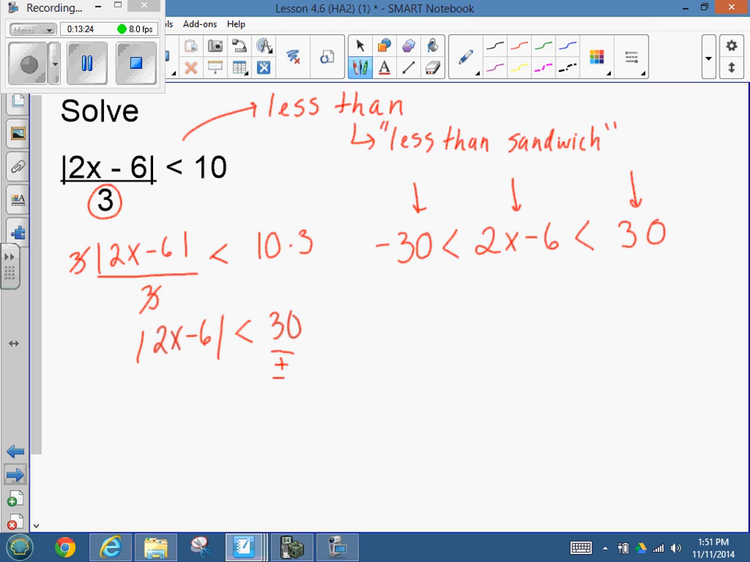You're going to proceed as if there was just one symbol here and you're trying to get x alone. Your first step is going to be to add 6 to cancel out this 6. But when you add 6 to the middle, you need to balance by adding 6 to the upper bound and to the lower bound. Therefore, negative 30 plus 6 gives you negative 24, which is less than 2x, which is less than 36.